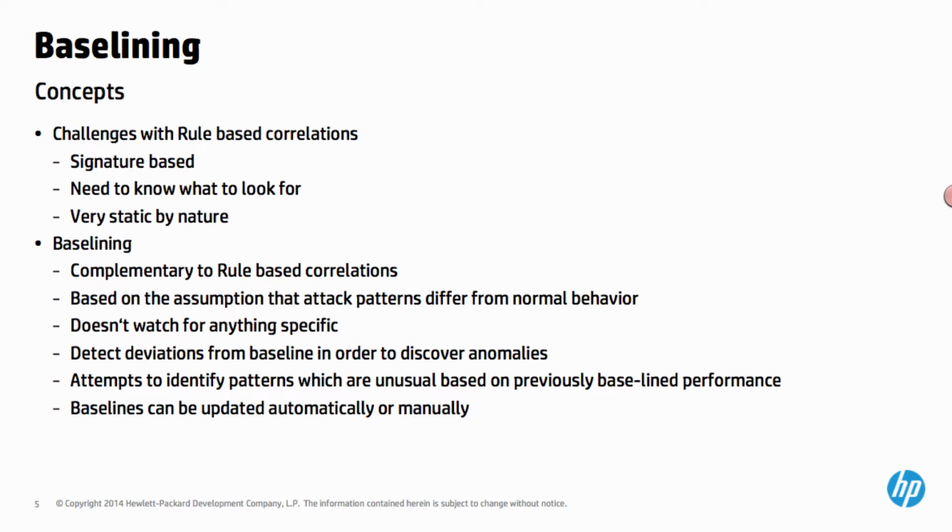Whereas using something like baselining gives us the ability to complement those rule-based correlations. We can use changes in the behavior, changes in things from the normal statistical average, and use those to contribute and feed into those rule-based correlations to give us better quality decisions, better quality indicators. So we're not looking for anything specific. What we're doing is looking for deviations from those baselines to identify what the anomalies are. We can look for patterns that are unusual based on previously baselined performance. And those baselines can be updated as we're doing things, as we're seeing activity, as we're seeing log data transitioning through the system.